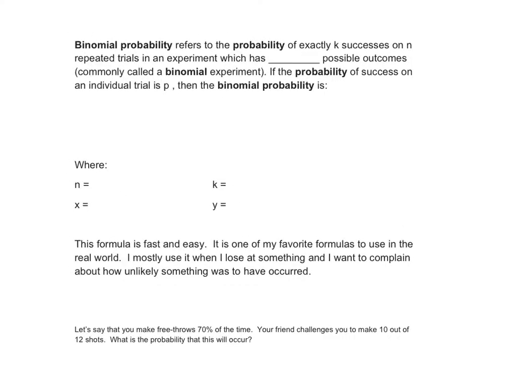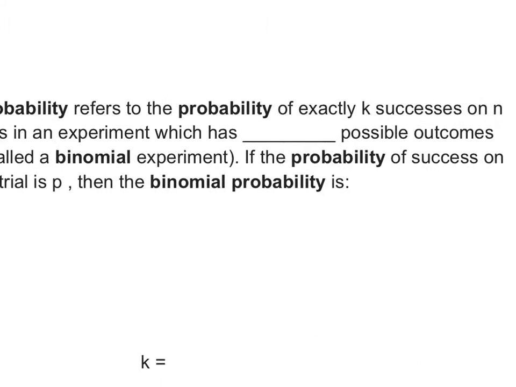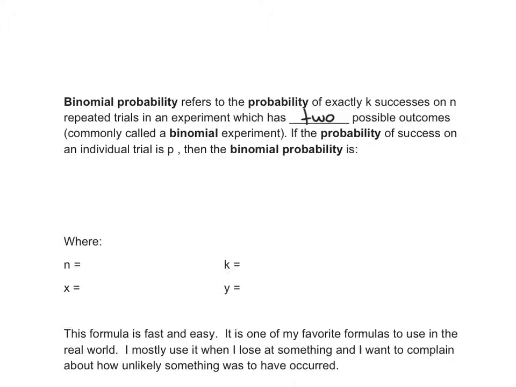Binomial probability is one of my favorites, and we're going to see that moving on. Binomial probability refers to the probability of exactly k successes on n repeated trials in an experiment which has 2 possible outcomes. So it's important that we know that this formula only works when there's 2 outcomes, such as make or miss. But you can do it such as rolling a dice, even though there's 6 sides, because you can set it up to where you have one number that you want, and then there's other numbers that you don't want. That's still 2 options, a happy success or a sad defeat.